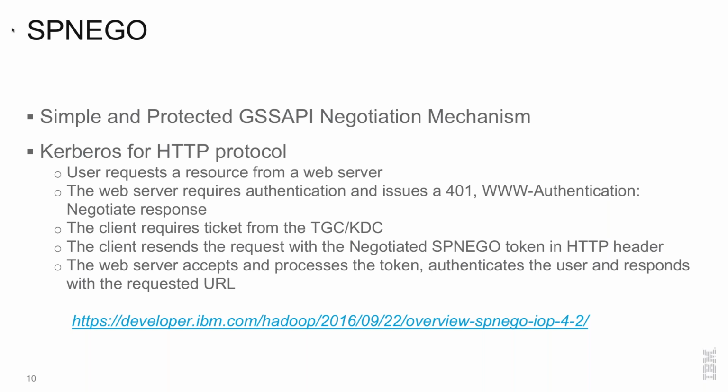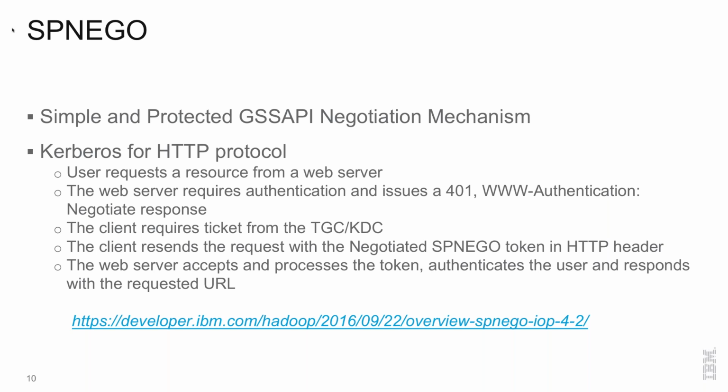Okay, so the other one you will hear a lot about is called SPNEGO, and this is basically Kerberos for the HTTP protocol, right? This was developed at IBM because, how do you authenticate with the HTTP protocol? How do you send all this ticket information? So they modified the HTTP protocol, and it's called the SPNEGO protocol.